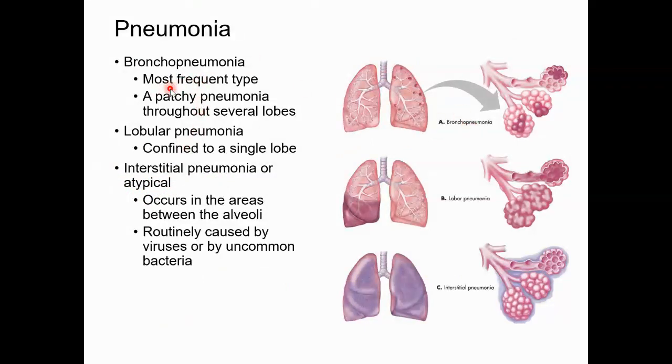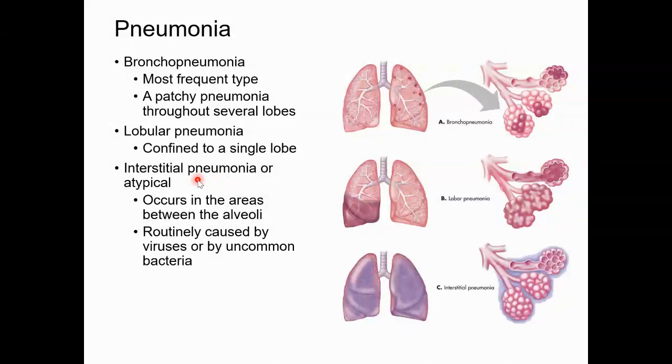So the bronchopneumonia right here is the most frequent type. It's a patchy pneumonia throughout several lobes, okay? So it's in the bronchioles, and you can see how there's a little bit here, a little bit here, a little bit up here. So bronchopneumonia can be through several lobes, maybe the upper right and the middle. Okay, the next one is a lobar pneumonia. Typically, it's confined to a single lobe. So every single thing in this area here is infected, not just sporadic throughout, like these little spots right here. It's more localized, a lobar pneumonia.